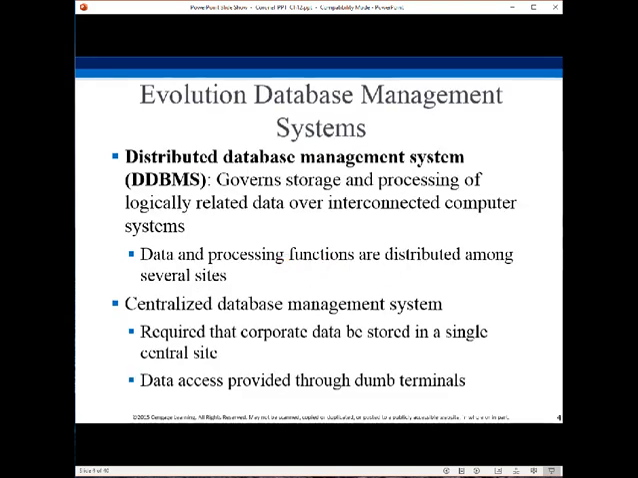So a distributed database consists of loosely coupled sites that share no physical components. Database systems that run on each site are independent of each other. Reads and updates may access data at one or more sites. And this is in contrast to a centralized database management system where all the data and the processing power resides on a central site, and then access at remote locations is provided through dumb terminals.